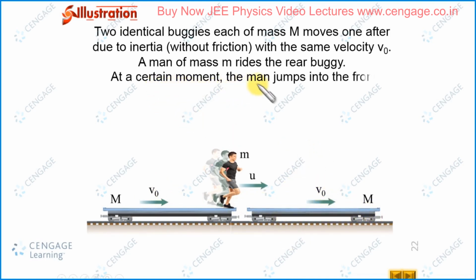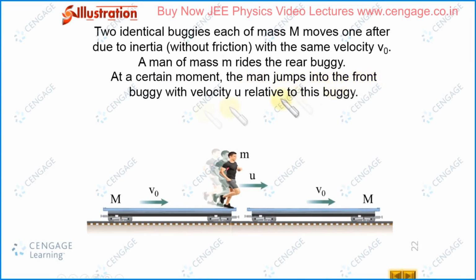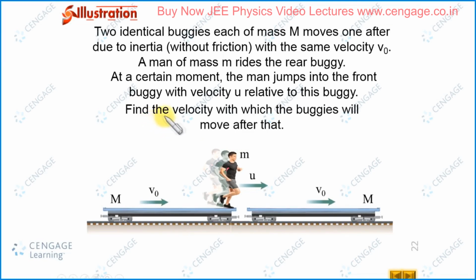At a certain moment, the man jumps into the front buggy with the velocity u relative to this buggy. That means at a certain time, this man jumps to the front buggy with the velocity u with respect to the rear buggy. Here we need to find the velocity with which the buggies will move after that. We need to find the final velocities of the rear buggy and front buggy.